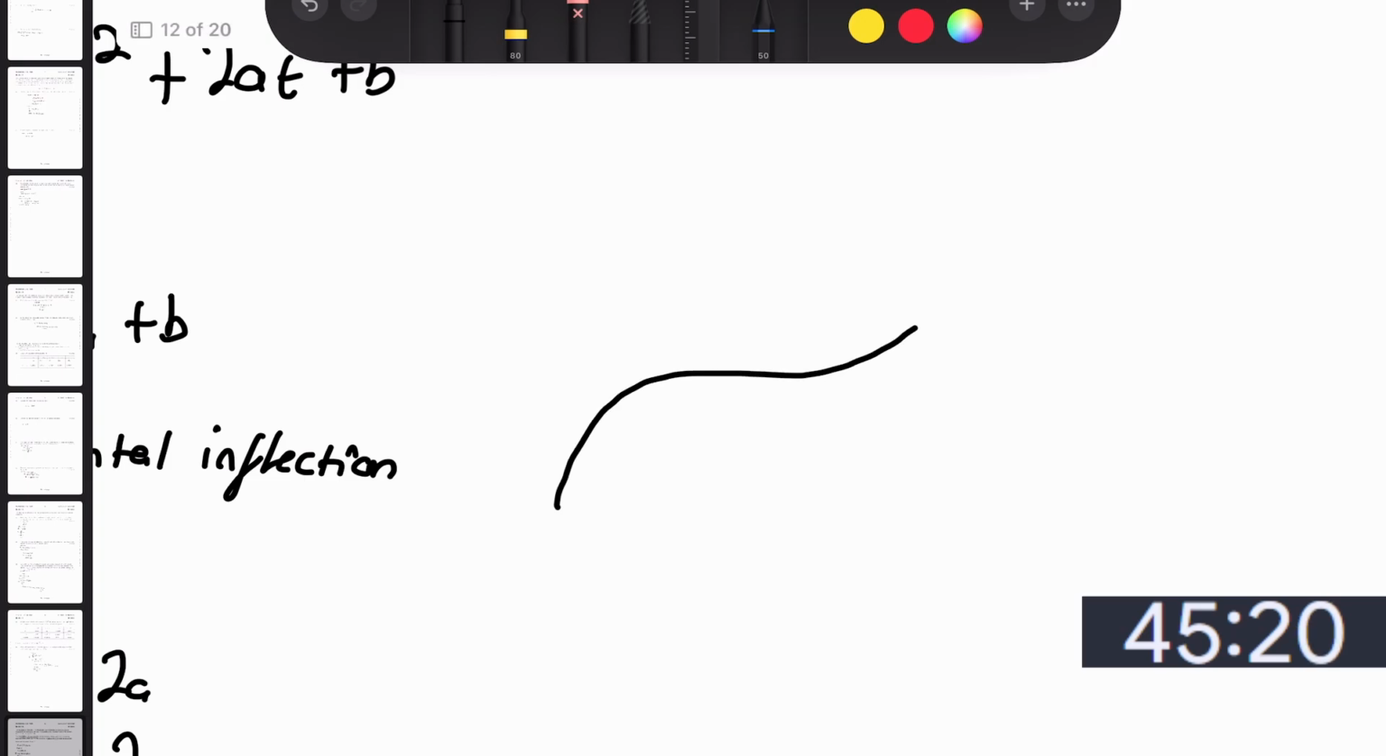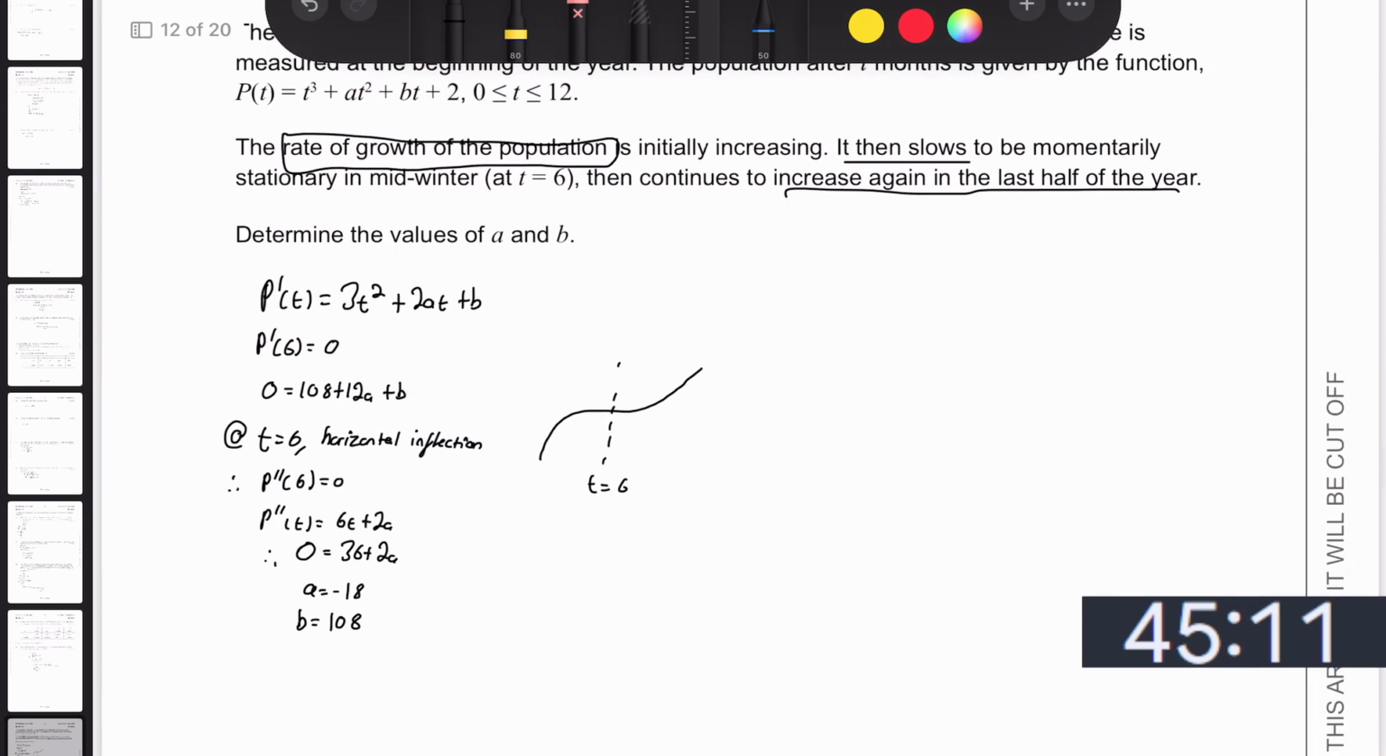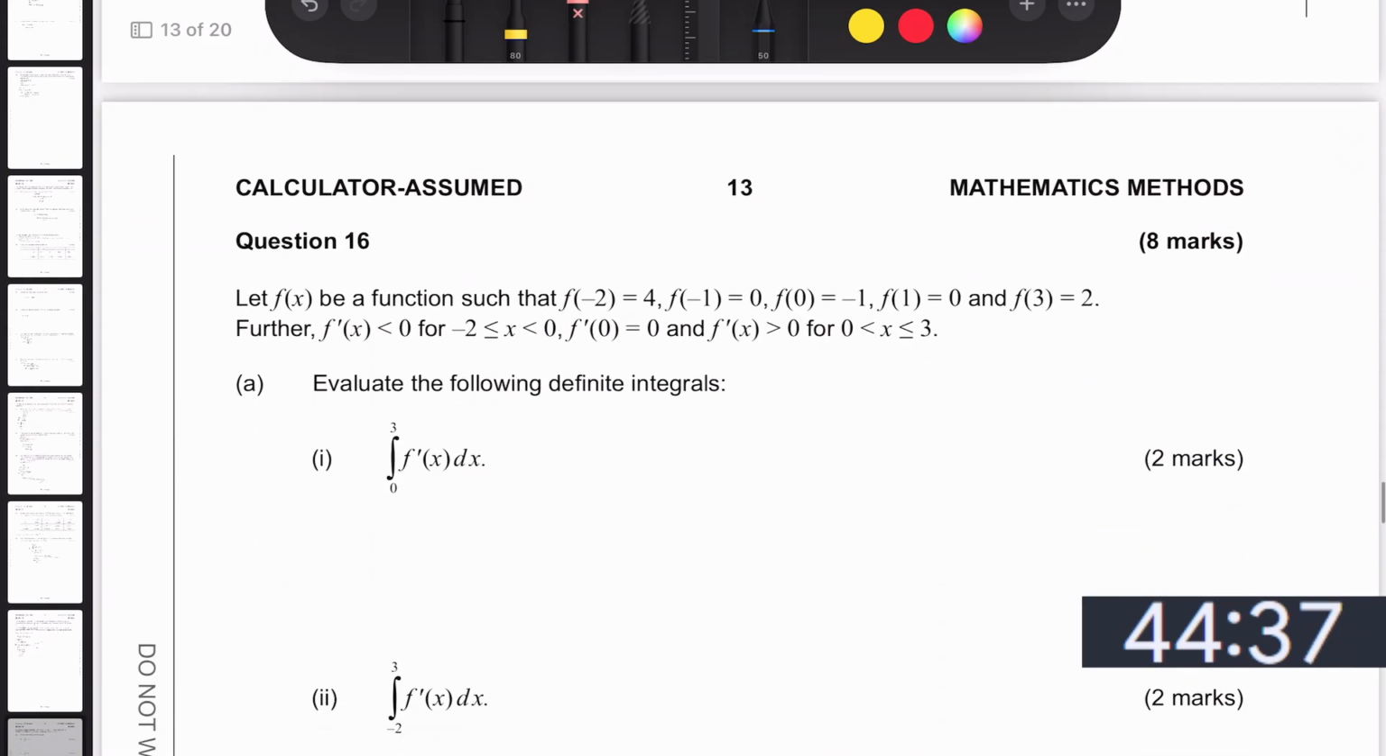Initially increasing, slows down, then increases again. And if it's a horizontal inflection point, my second derivative at that point is also equal to 0. So the rate of growth is initially increasing. The rate of growth slows down. Okay, pretty sure that's right.